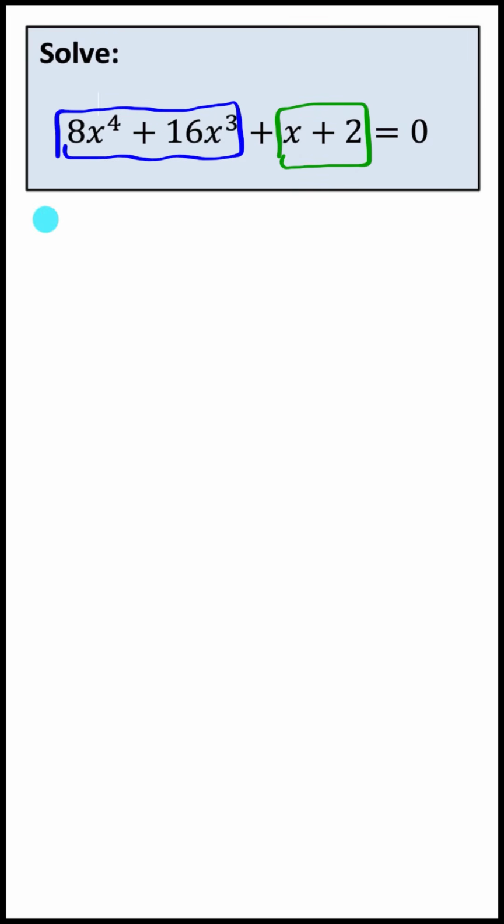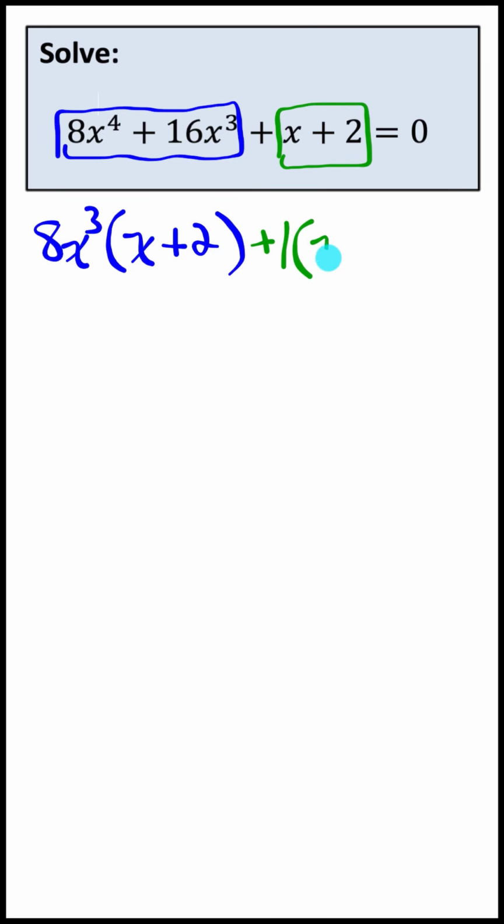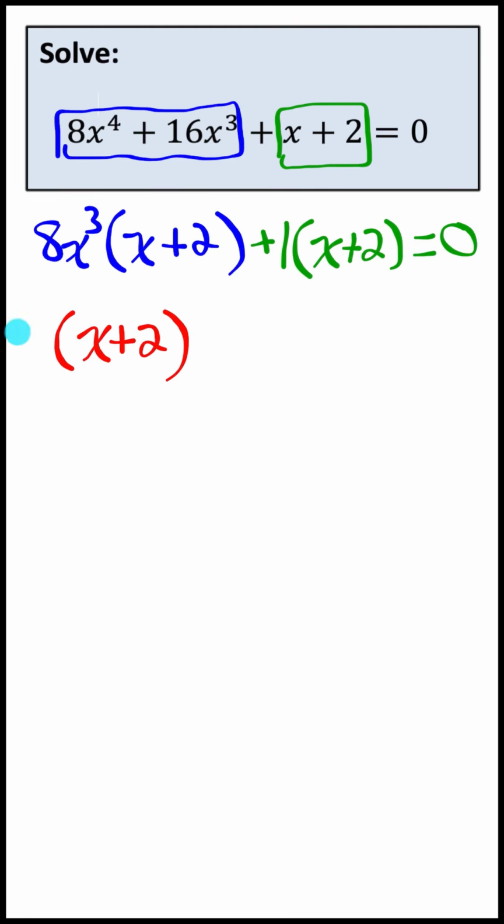From the first group, I could common factor an 8x cubed. When I divide them both by 8x cubed, I get x plus 2. And from the last group, there's nothing other than a 1 we could take out, but I'll write it and then divide them both by 1. It's still x plus 2. Notice there is a common binomial of x plus 2. I can common factor out that common binomial of x plus 2. And then what we're left with is 8x cubed plus 1 as the second factor.